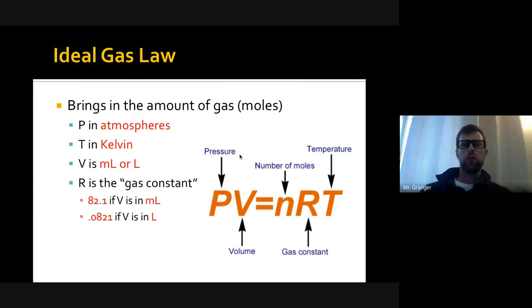So the value for our R, or gas constant, depends on the unit of volume. If your volume's in milliliters, your gas law constant, or R value, is going to be 82.1. If, however, you are using liters, your R constant is going to be 0.0821, 0.0821 for volume in liters.